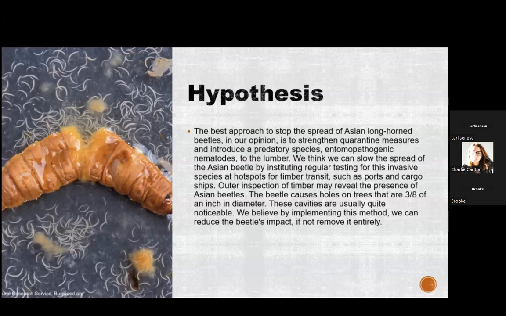Outer inspections of timber may reveal the presence of the Asian beetle. The beetle causes holes on trees that are 3/8 of an inch in diameter. These cavities are usually quite noticeable. We believe by implementing this method, we can reduce the beetle's impact. Also, this approach aligns with physical reality because the entomopathogenic nematode have been shown to be used for biological control, and it's shown to be effective in the very well-known moth caterpillar, as well as crickets and grasshopper control.